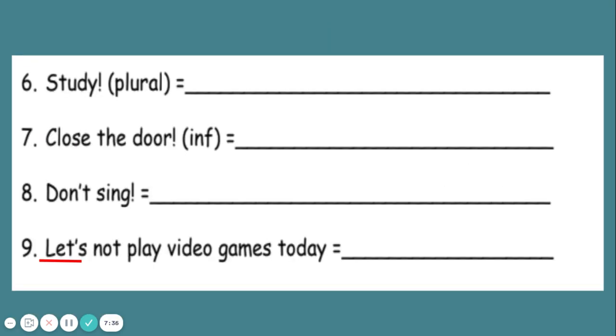Number 6, study. That could be your command for your homework. Study. So that's plural. So that's vous. The verb to study is étudier. Take off the er, add the ez for the vous form, and then take away vous to make it a command. Vous étudiez becomes étudiez.